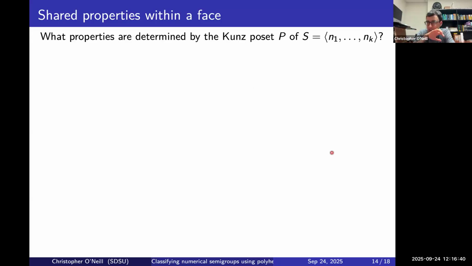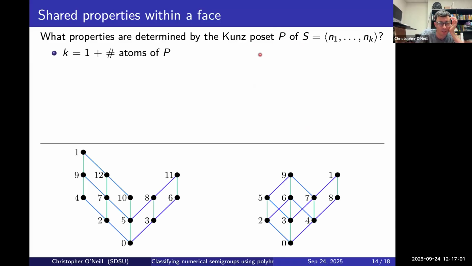But if we think back philosophically to why we were asking this question, we wanted the geometric structure of this cone to tell us how we should be studying numerical semigroups. And so what this is telling us philosophically is that the Kunz poset should be a really important thing when studying numerical semigroups. So what properties of the semigroup can we read off of this poset?